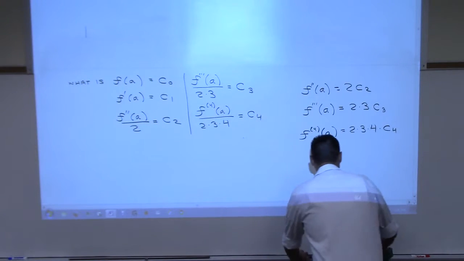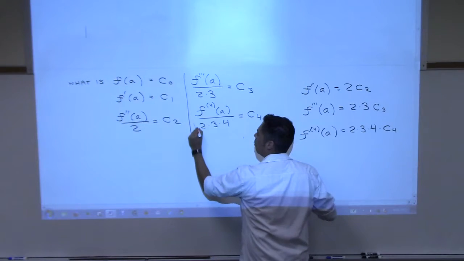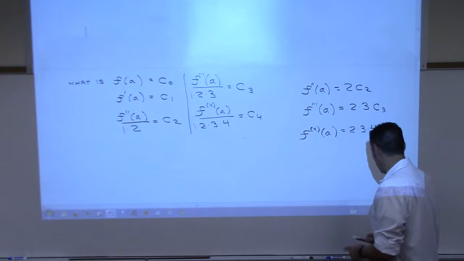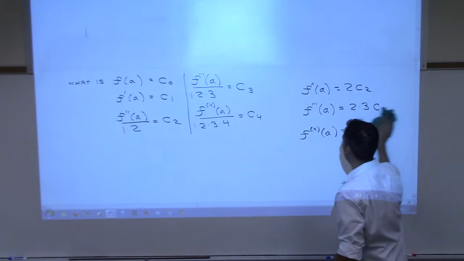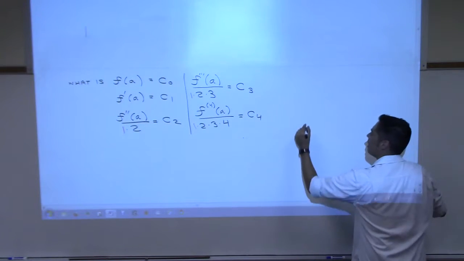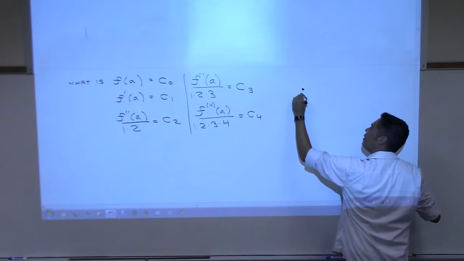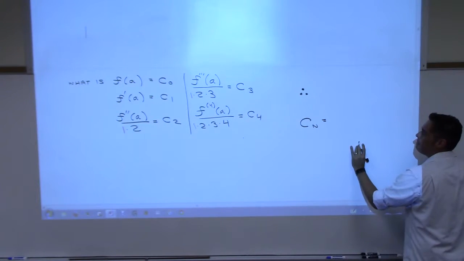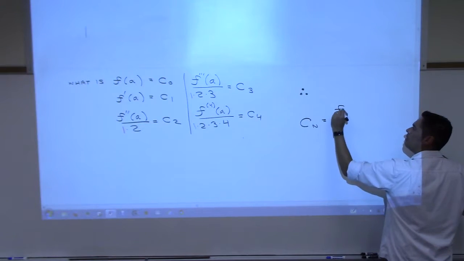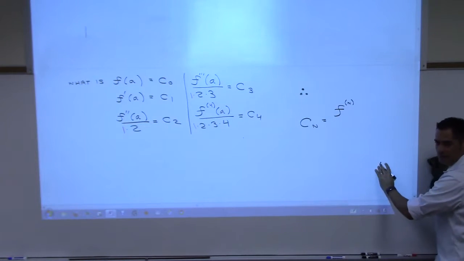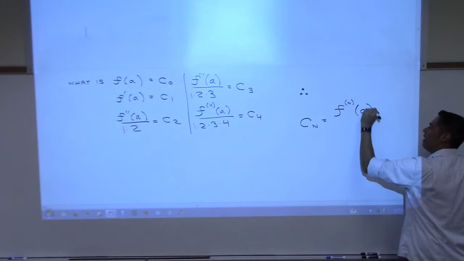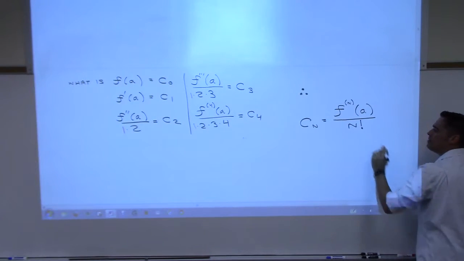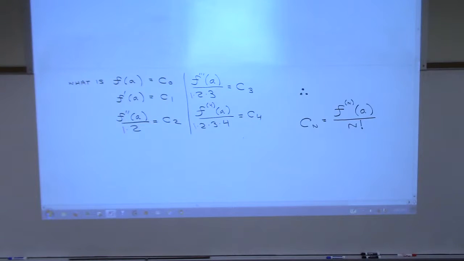Now, I didn't put the 1s out here. You don't need them, right? Anybody have a guess as to what the general formula is for c sub n? Therefore, c sub n should be f nth derivative at a over n factorial. Does that work for all the n's? Yes.